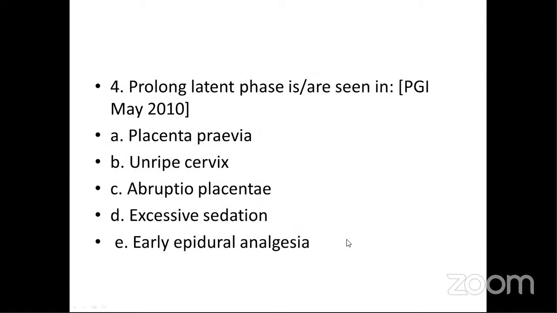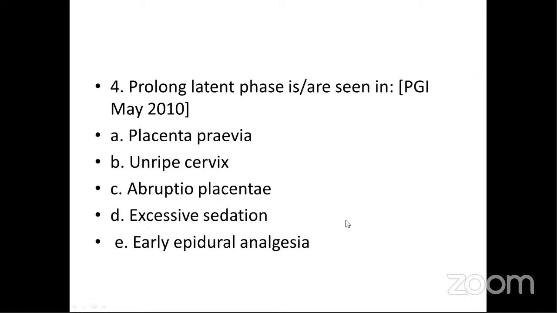Prolonged latent phase is seen in placenta previa, unripe cervix, abruptio placentae, excessive sedation, and early epidural analgesia. So again, it's a similar question to the previous one. These two options we already discussed: unripe cervix and excessive sedation are right options for the prolonged latent phase. Any other? Early epidural analgesia, correct. So these three are the right options for this question.